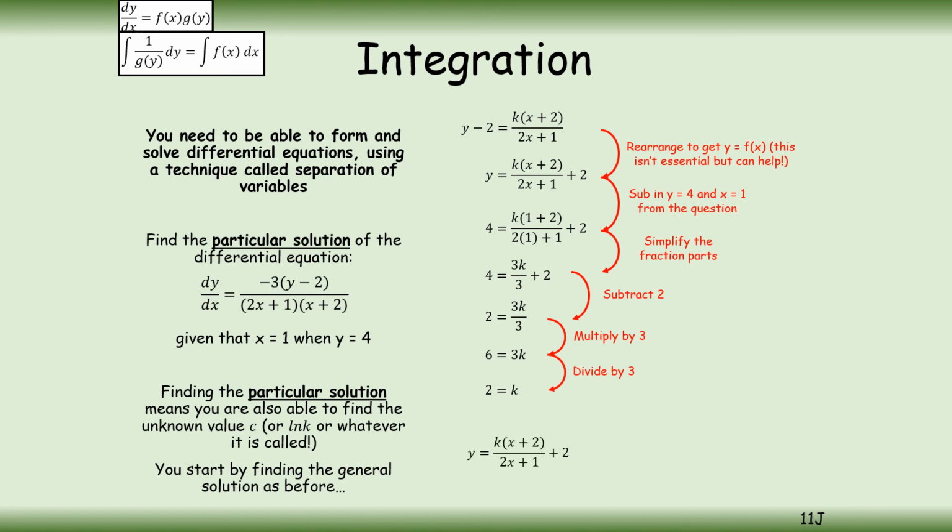So now we know what k is. We could simply substitute it in. So y would equal 2(x plus 2) over (2x plus 1), plus 2. So this one we say is a general solution, and this one we say is a particular solution, because we know what the value of k is. So I hope this helped and you understand the difference between a general solution and a particular solution.